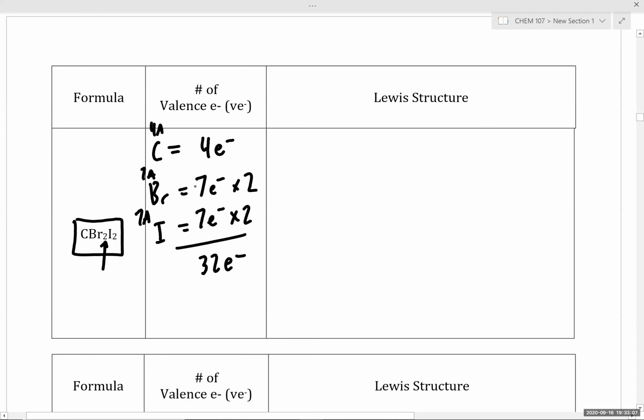So for our Lewis structure, what should I put as my central atom? What is the least electronegative atom comparing carbon, bromine, and iodine? Carbon, exactly. Remember, electronegativity increases going up and to the right in the periodic table. So carbon's the least electronegative. We'll put it in the center. Then I'm going to surround my carbon with my other atoms, up to 4. I have all my atoms drawn out as a skeleton.